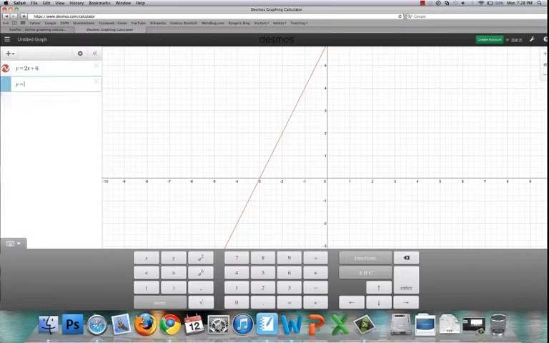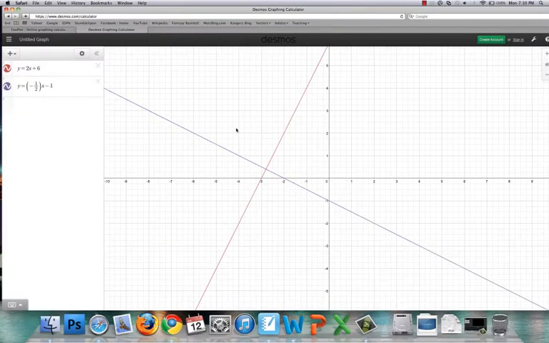So y equals negative 1/2 x, and then the y-intercept can be anything. It can be plus 4, plus 3, minus 1. The y-intercept could be whatever you'd like as long as the slopes are negative reciprocals.